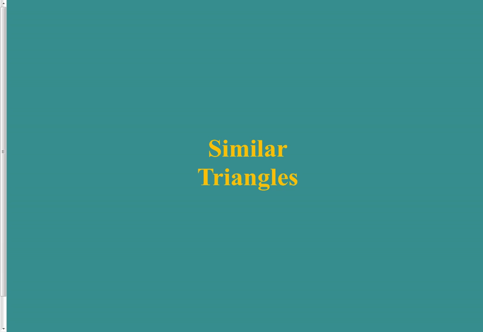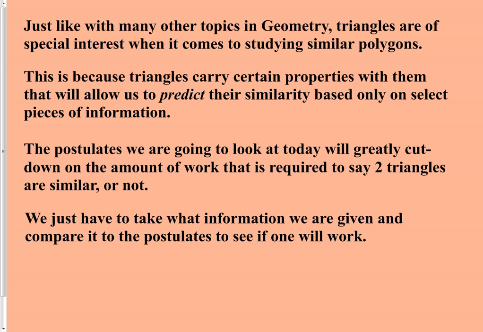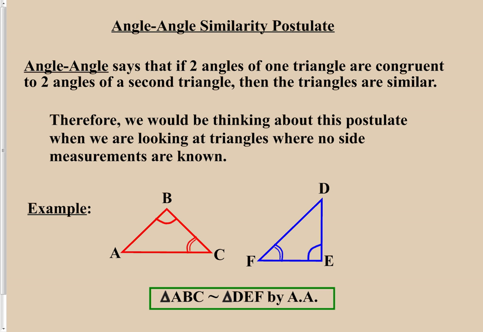Okay. Then the focus of the conversation came back to triangles, as it always seems to do. With similar triangles, just like with the discussion on congruent triangles, if you can find the right information in the right order, then you can predict whether triangles are going to be similar or not, even without having all the information that you'd like to have. So there were three such similarity rules here, and one of them for the triangles was the angle-angle similarity postulate.